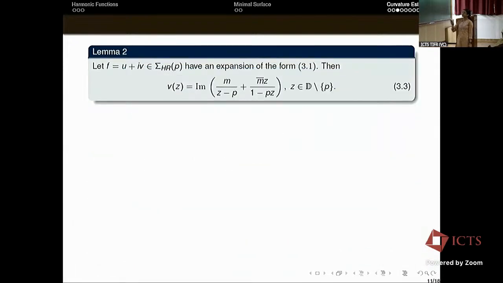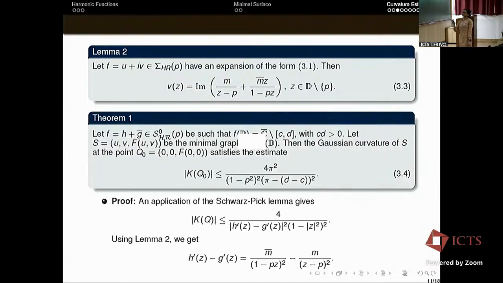And in the second lemma, we proved that if F is in the class sigma HRP, then the imaginary part of F can be expressed by the form 3.3. So now come to the first theorem.